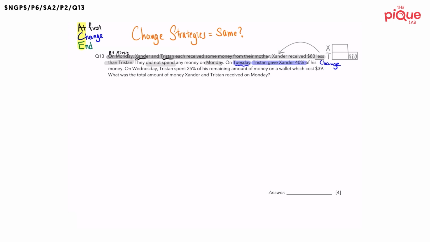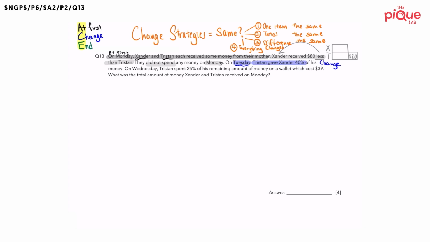A quick introduction to the 4 types of ACE problems. First one, item stays the same. We will see later on in the second change in the question on Wednesday, where only Tristan spent 25% of his remaining money. The second one, total stays the same. It is where the total amount doesn't change, but there's a transfer between two persons, just like this question, where Tristan gave 40% of his money to Xander. The third one, difference stays the same. This commonly applies to age kind of questions. The last one, everything changes, where nothing remains constant, which is also not relevant in this question as well.